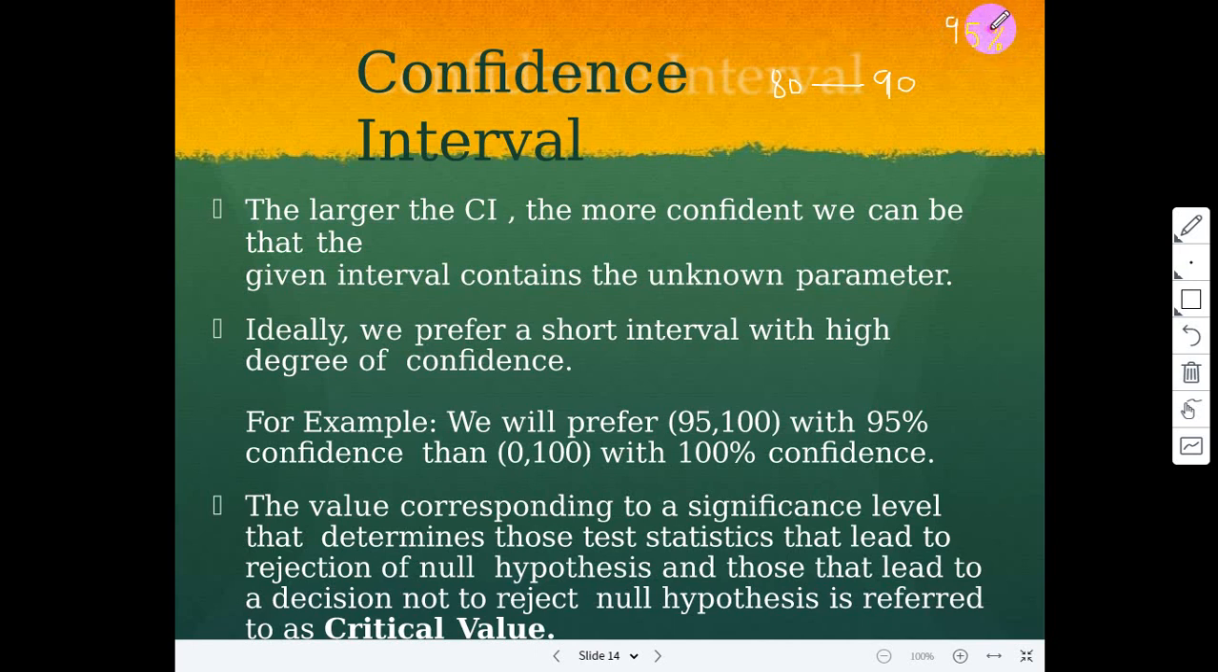So now the lower limit is 80 and the upper limit is 90. So now this is your confidence interval. What is the critical value? The value either less than 80 or greater than 90. So that is called the critical value.